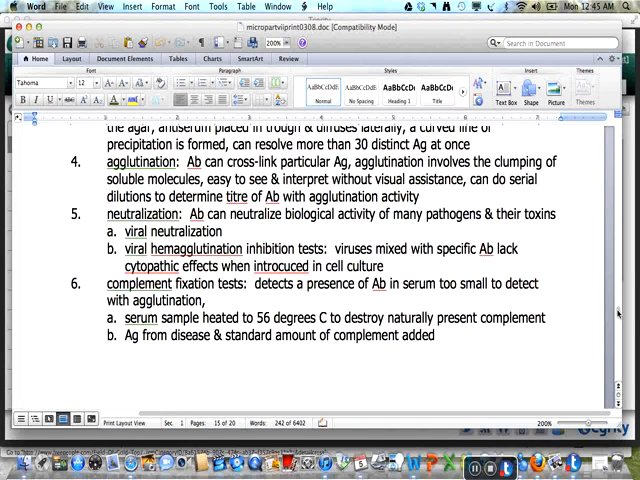Complement fixation tests are used to detect the presence of antibody in the serum too low to be detected with agglutination. The serum sample is heated to 56 degrees Celsius to destroy naturally present complement. Antigen from the disease and a standard amount of complement are added. Sheep red blood cells and antibody against them are added.